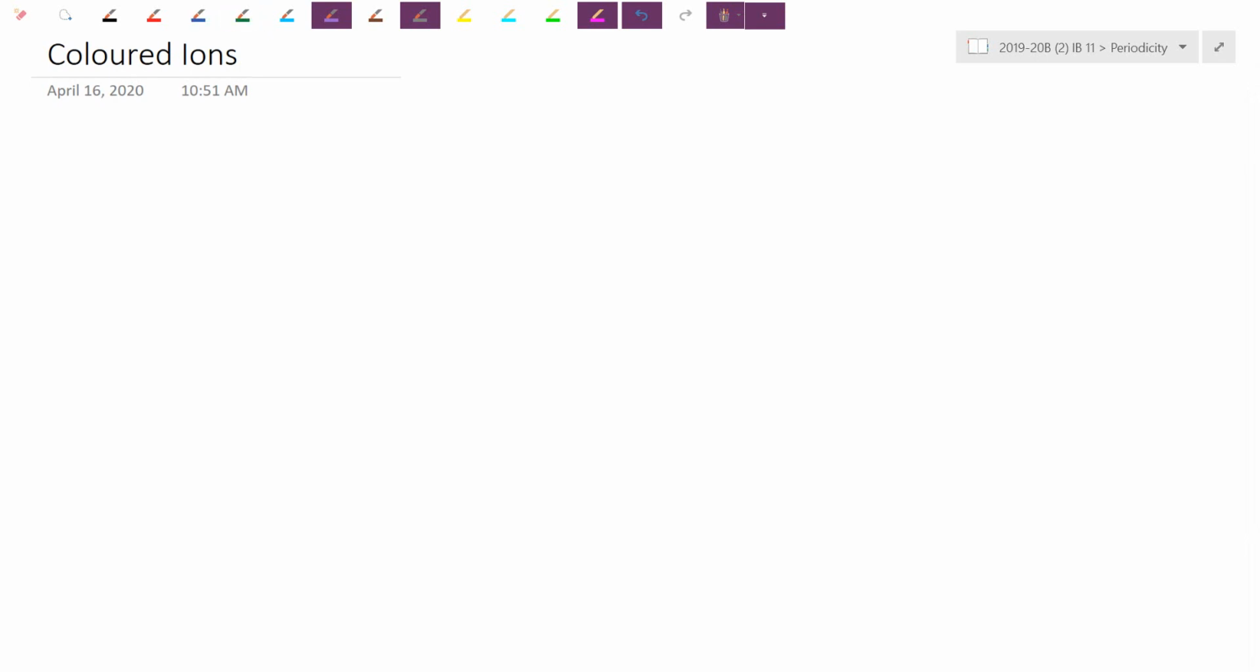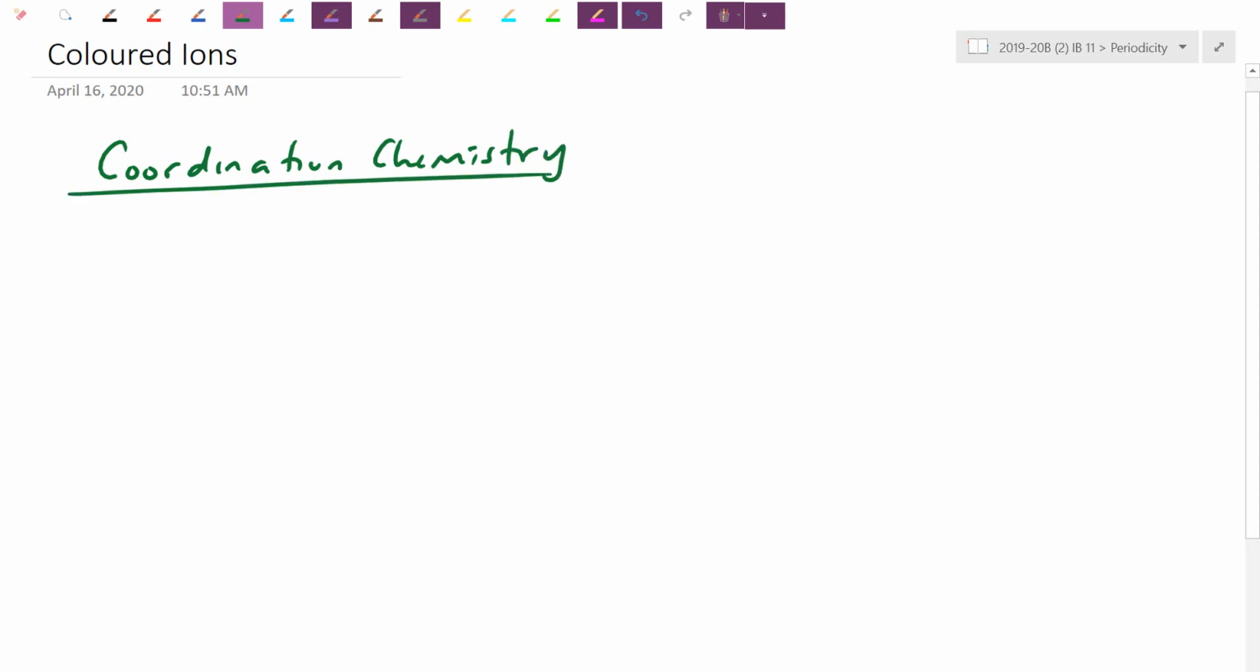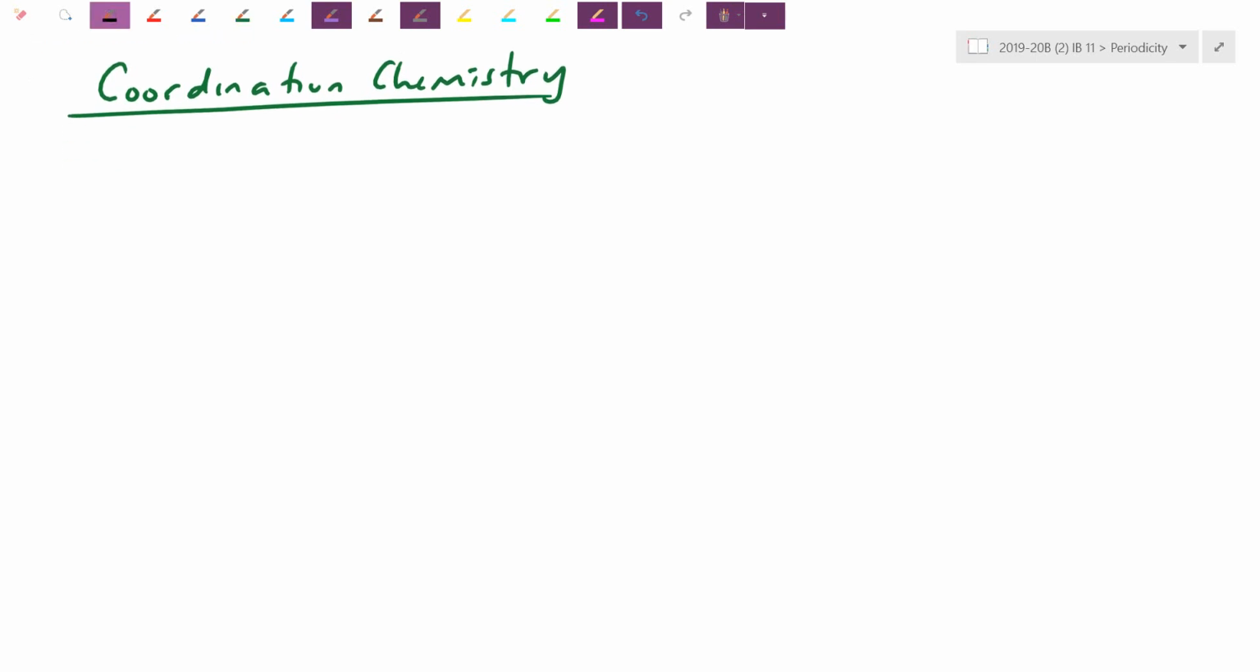This is actually getting us into a field of chemistry called coordination chemistry, or crystal field chemistry. Basically, this is the chemistry of ligands, and it's trying to surround the metal. So the example we used yesterday, we'll do it again.